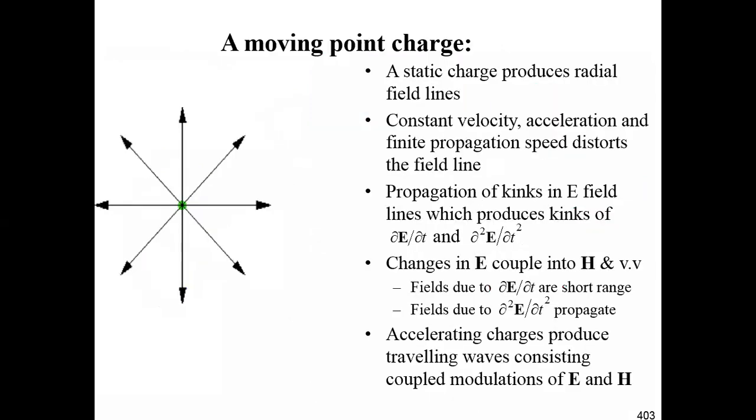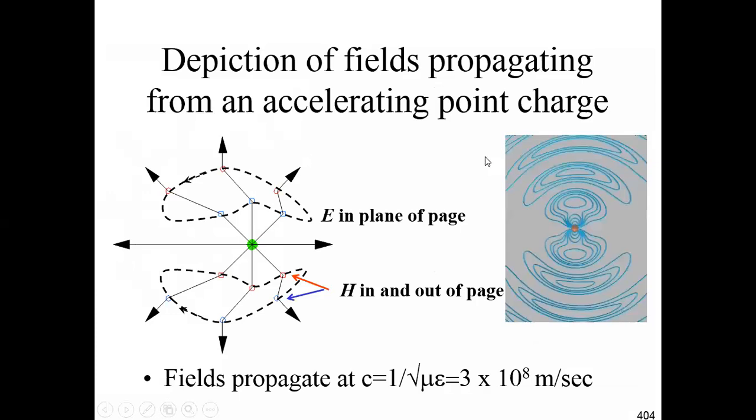So let us see just some basic working phenomena. A static charge produces radial field lines. This we already know. Then constant velocity, acceleration, and finite propagation speed distort the field line. And I will show you why we are writing del square E upon del t square. It is better to see the next slide, that will give you a better idea. For the time being, just see how it is being propagated.